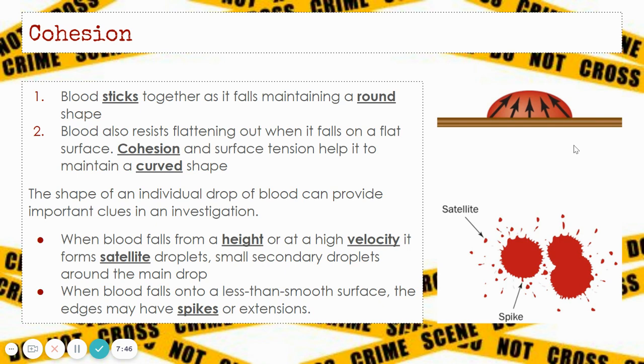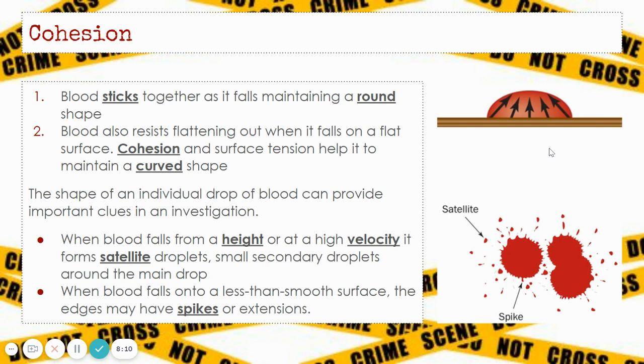All right. Cohesion is a property that allows blood to stick together as it falls, maintaining sort of a rounded shape. Blood is going to resist flattening out when it falls on a flat surface. That cohesion and surface tension help to maintain this sort of curved shape, sort of like a bubble type shape, similar to what water does. The shape of an individual drop of blood can provide important clues in an investigation.